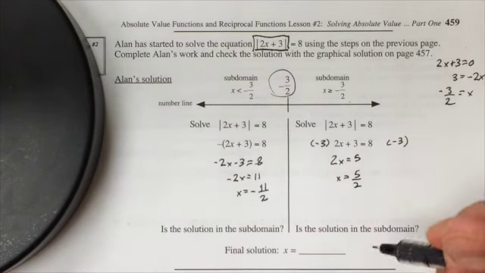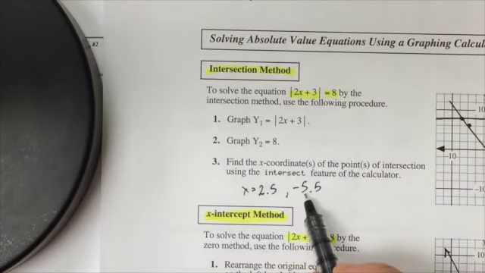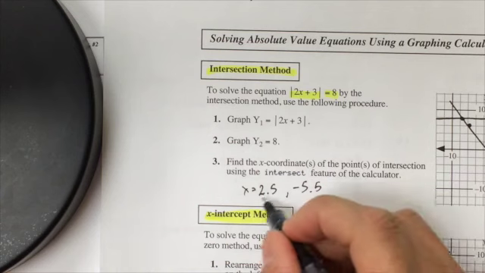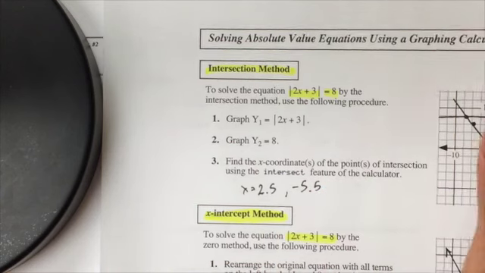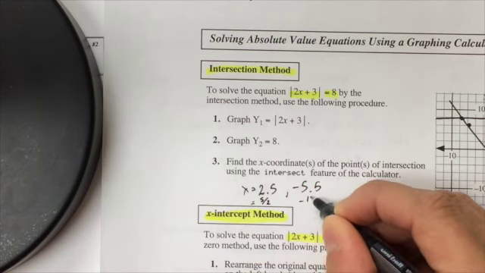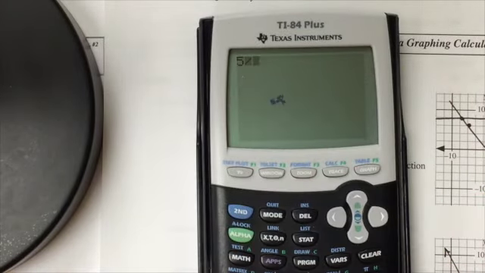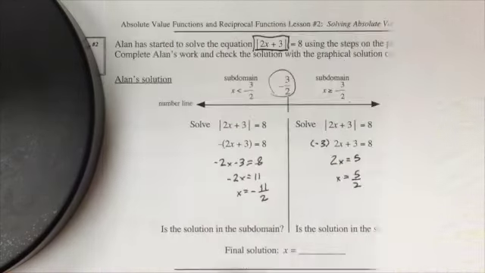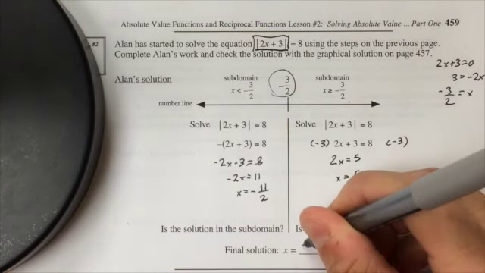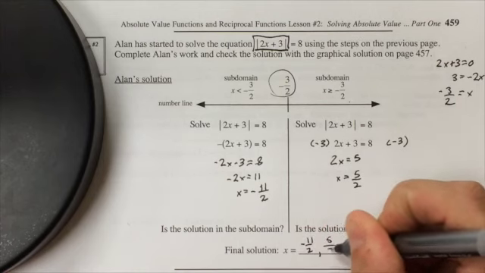All right, now what they wanted us to do was compare it to the previous solution. Now, if I look at this solution over here, I had x equal to 2.5 and negative 5.5. But remember that 2.5 is the same as 5 over 2, and negative 5.5 is the same as negative 11 over 2, right? So we're looking at 5 over 2 and negative 11 over 2. Exact same thing. So this solution checks out once we solve it algebraically. So x is equal to negative 11 over 2, and it is also equal to 5 over 2.